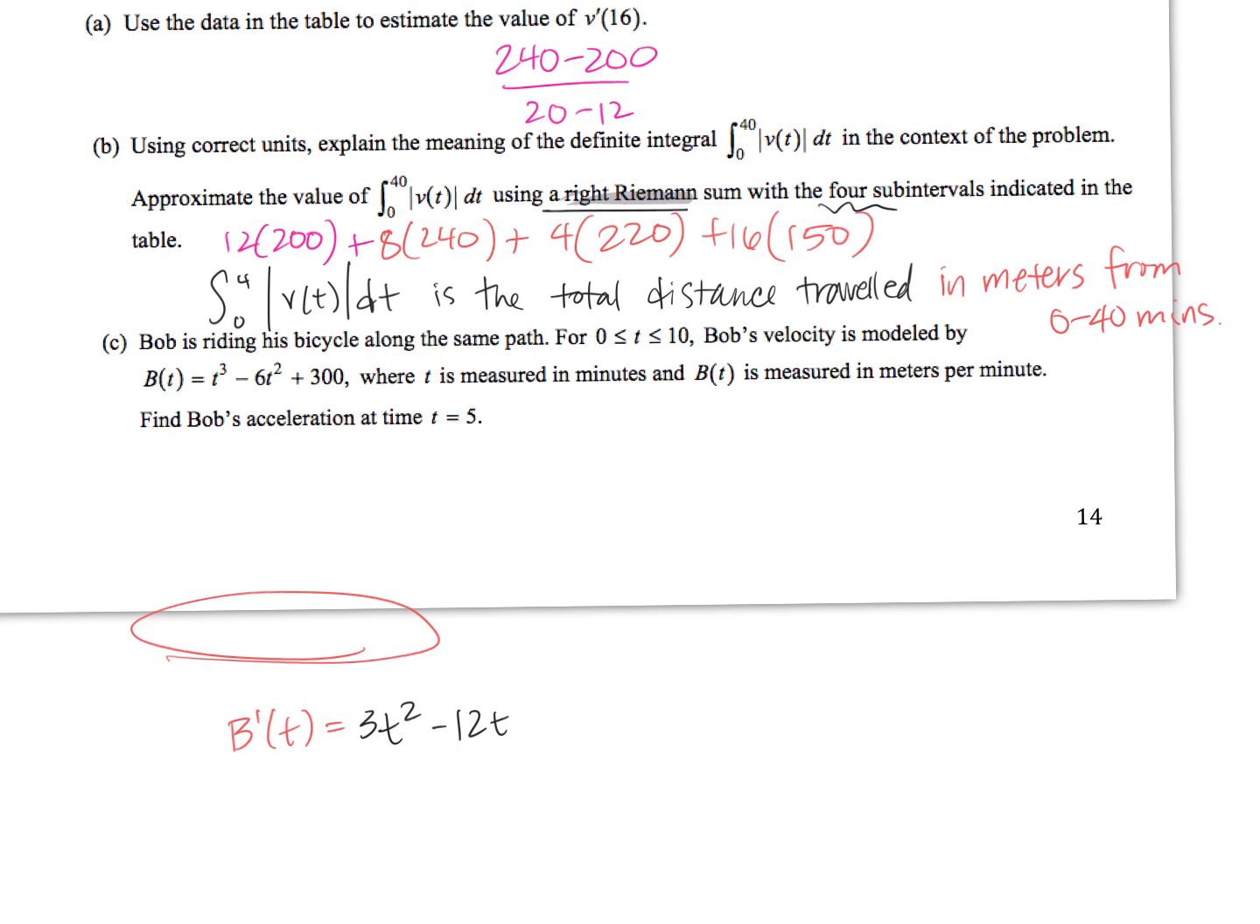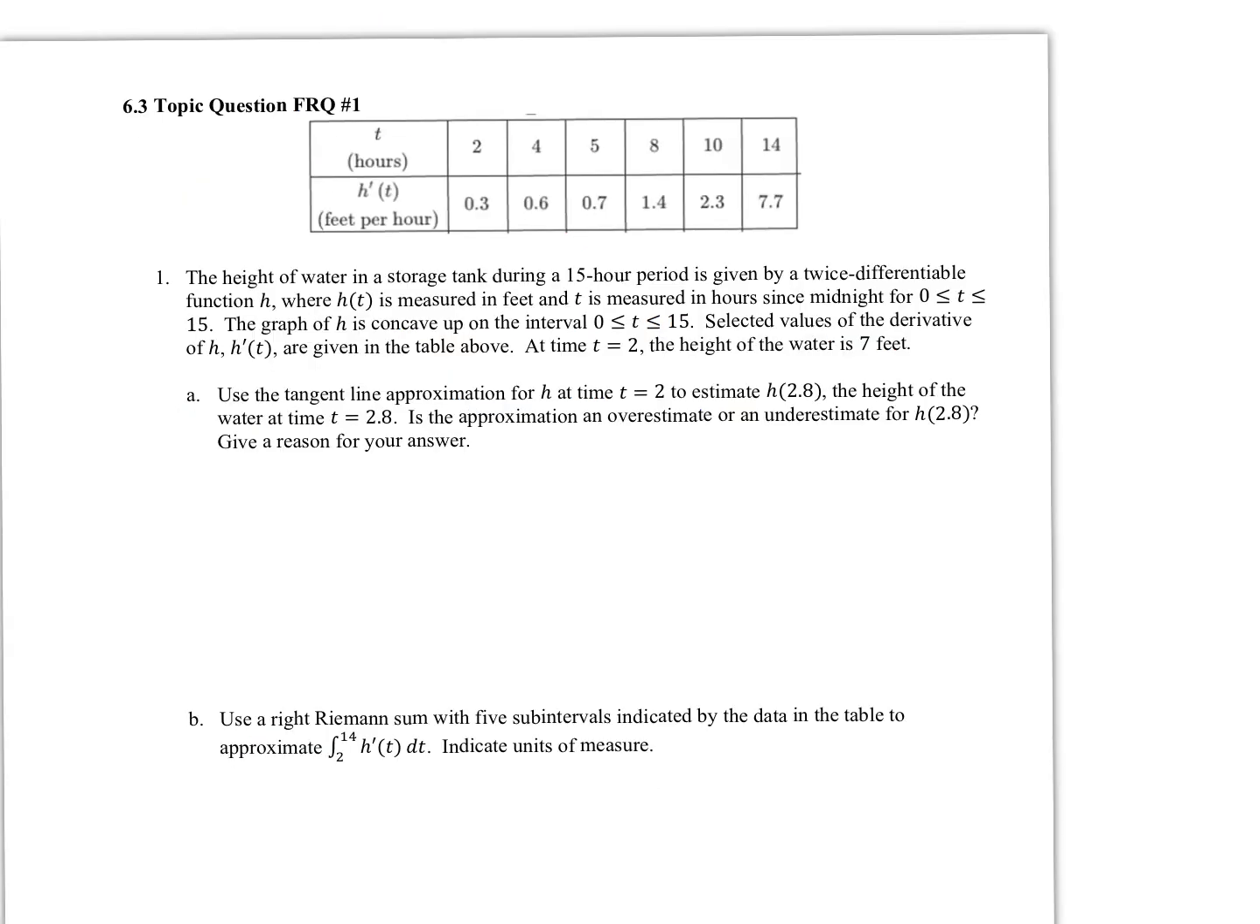Hey, Bob, we want your acceleration at t equals 5. Let's go plug it in. Let's go see what you were accelerating at. b prime of 5 then is 3 times 5 squared minus 12 times 5. Do we need to take it any further? No. Psh, Bob, we don't even care. That's your answer. Here we go.